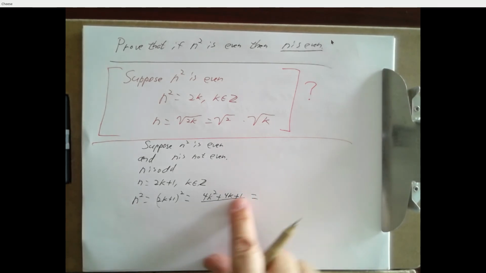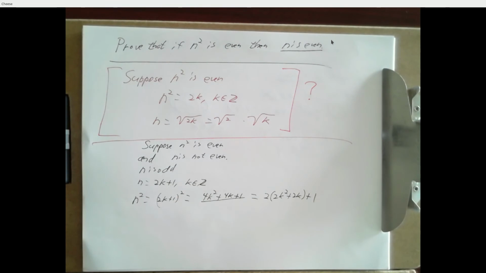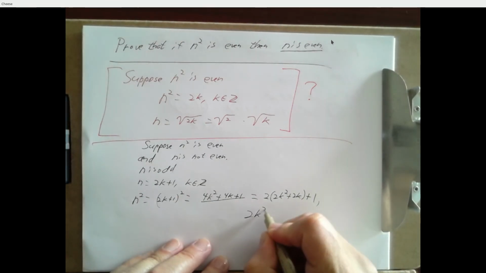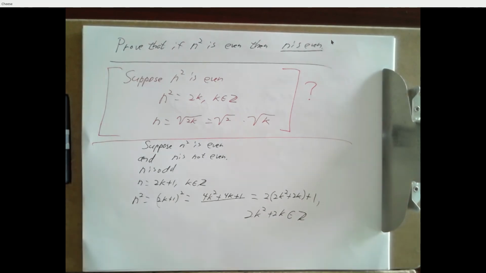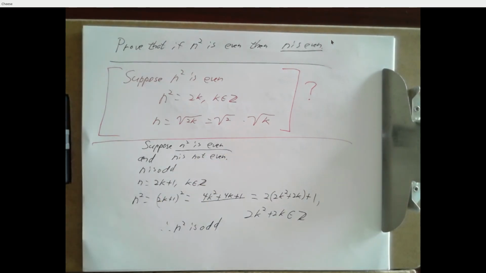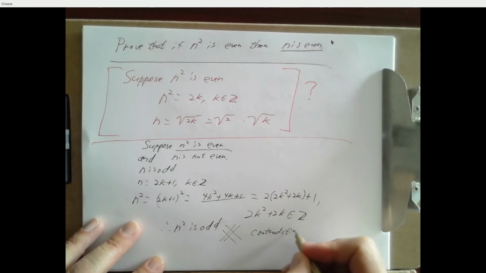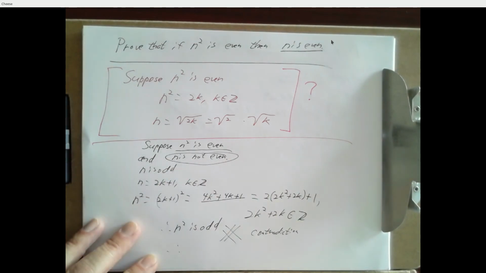But let's make this rigorous. Let's factor out a 2 from these first two terms. And we can write it like that. And then by properties of integers, this thing in parentheses is an integer. And bingo, we just wrote n squared as twice an integer plus 1. What does that make n squared? Makes it odd. Therefore, n squared is odd. But we started off with n squared is even. We just reached a contradiction. So I write contradictions like this, like a sideways number sign. I don't know why. So that's a contradiction. And therefore, this is a false statement, and so n is even. And that's what we wanted to show.